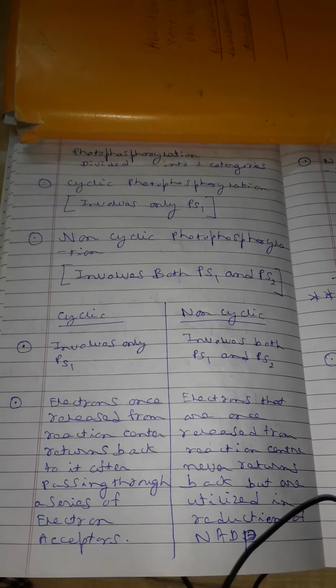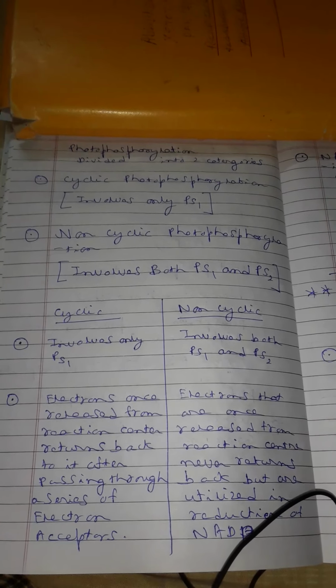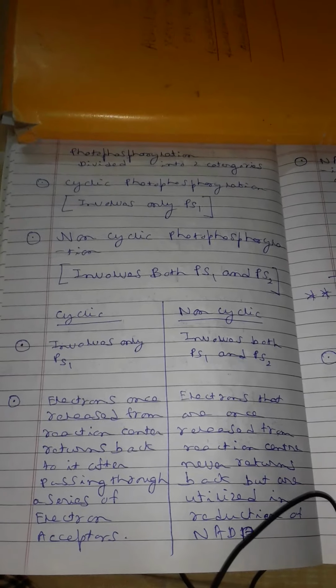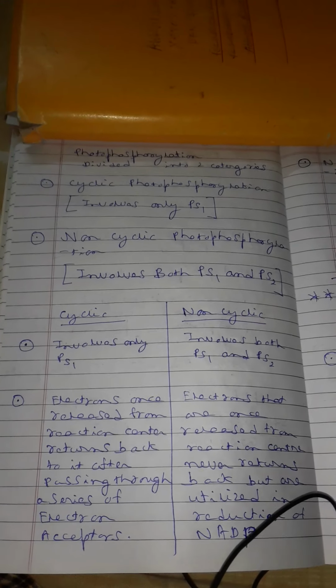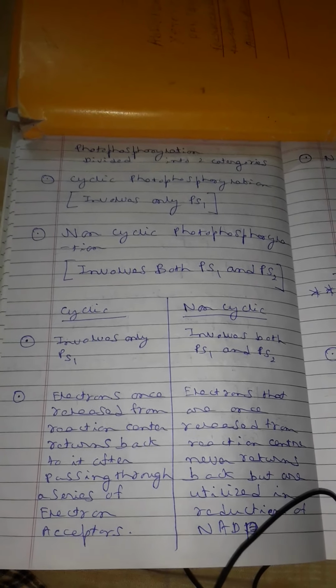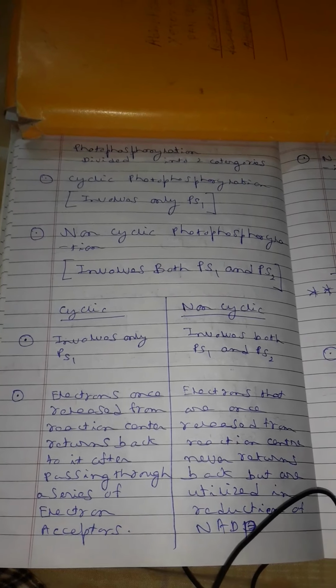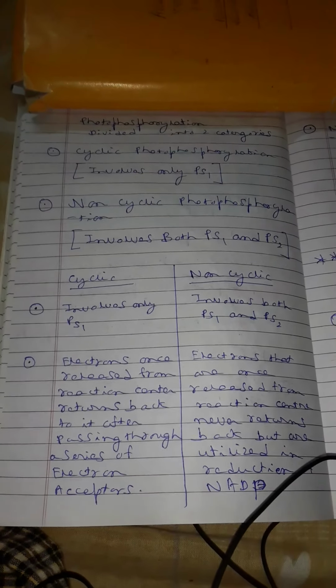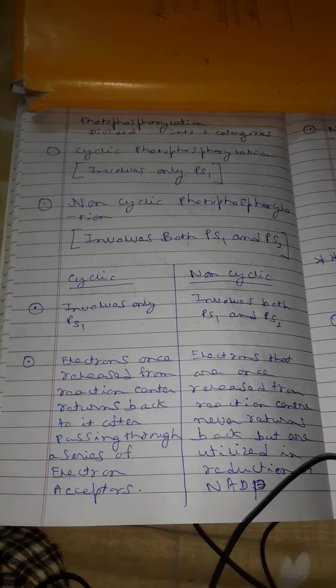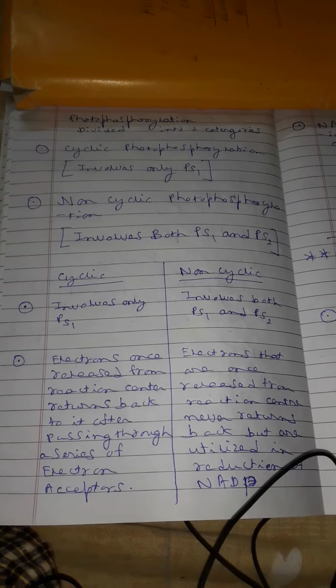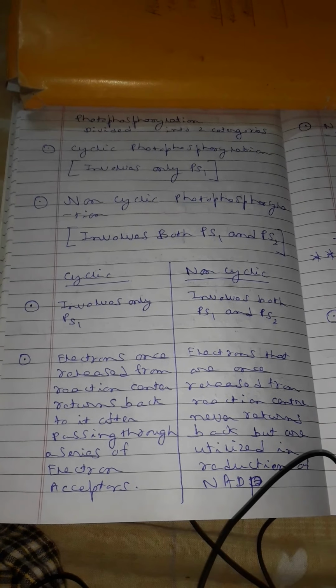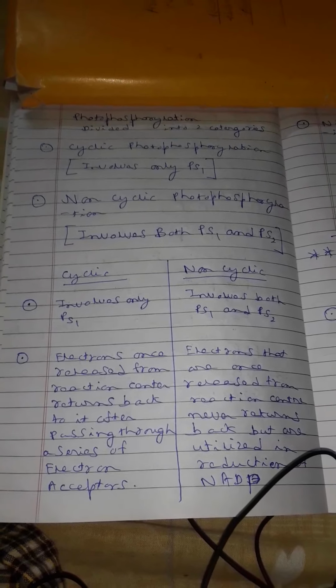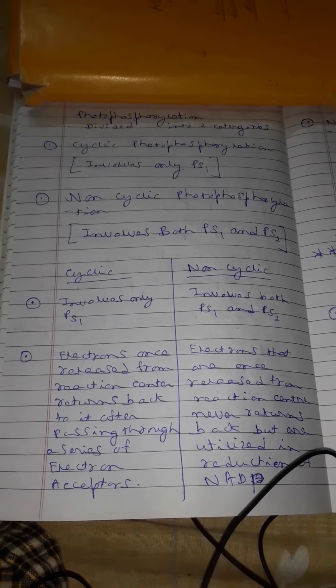Now let's come to the differences between cyclic and non-cyclic photophosphorylation. As already mentioned, cyclic involves only photosystem 1, while non-cyclic photophosphorylation involves both photosystem 1 and photosystem 2. In cyclic photophosphorylation, electrons that are once released from the reaction center return back to it after passing through a series of electron acceptors.